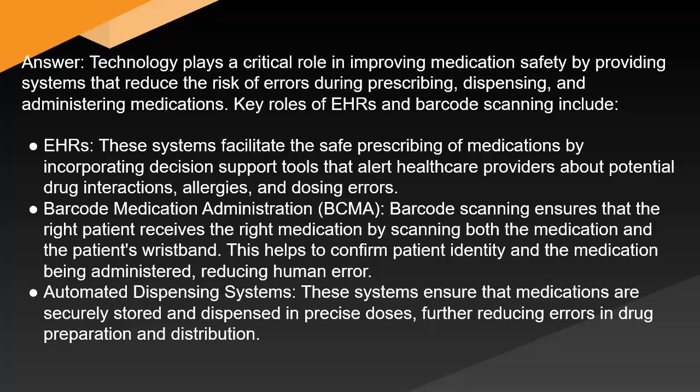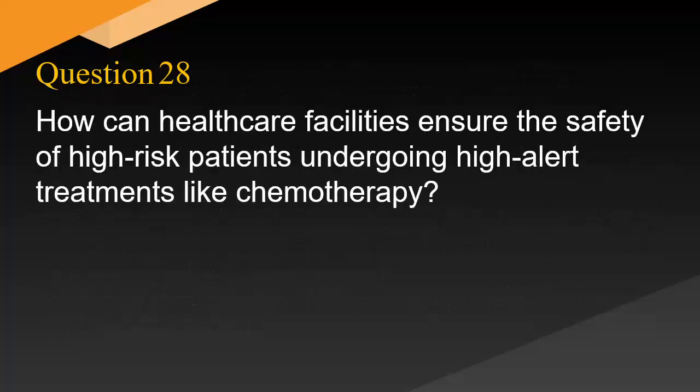Barcode medication administration, BCMA. Barcode scanning ensures that the right patient receives the right medication by scanning both the medication and the patient's wristband. This helps to confirm patient identity and the medication being administered, reducing human error. Automated dispensing systems. These systems ensure that medications are securely stored and dispensed in precise doses, further reducing errors in drug preparation and distribution. How can healthcare facilities ensure the safety of high-risk patients undergoing high-alert treatments like chemotherapy?